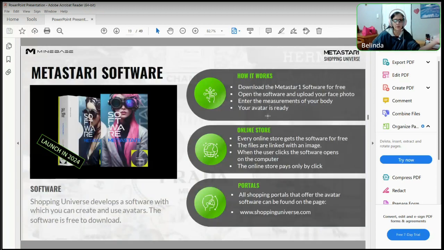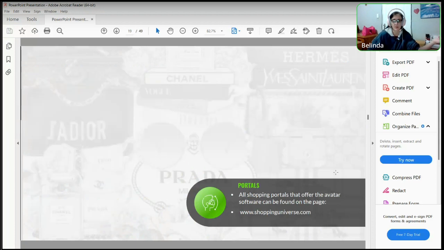Okay, so how it works: it's a software that you download for free, and you can upload your face photo, so it will look like you if you want it to. Then you can enter your measurements, and there's your avatar, and you can start shopping online. It's all for free. Obviously you pay for your clothes. The brands themselves pay whenever you click on something to have a look at it, not to buy it. They pay every time somebody clicks on their items.